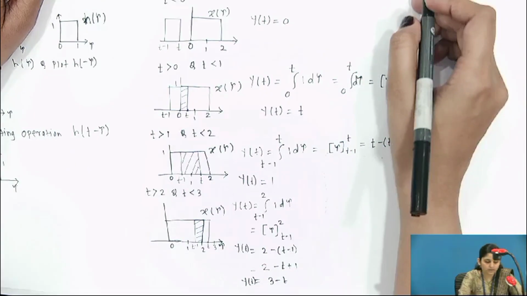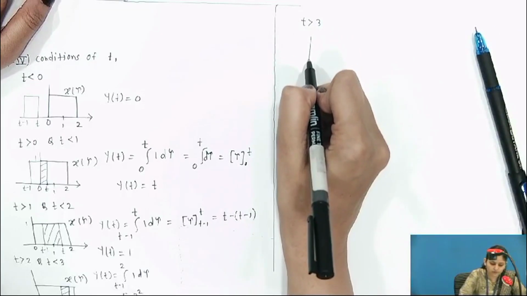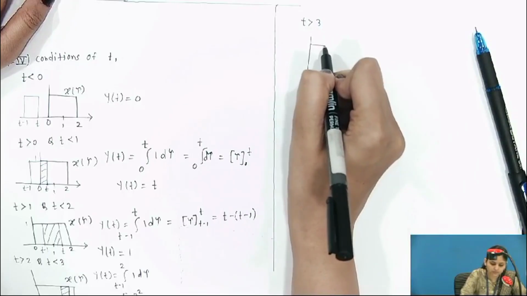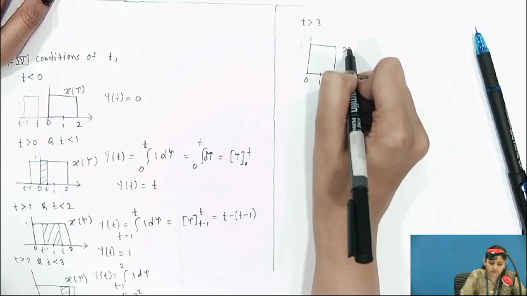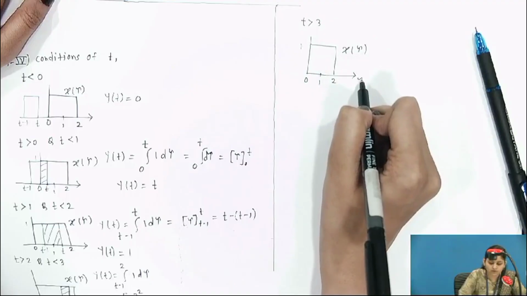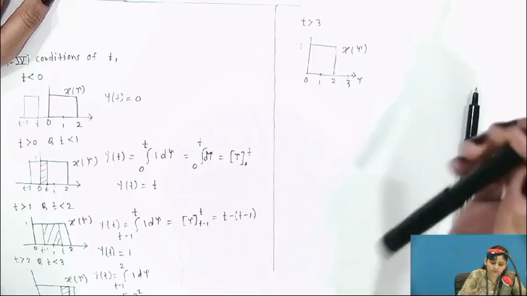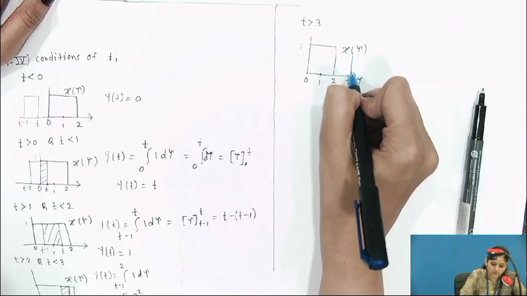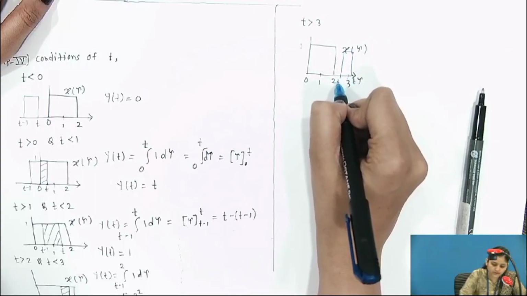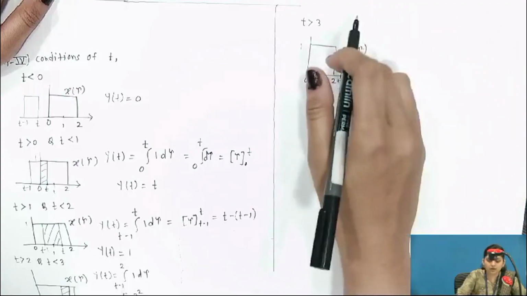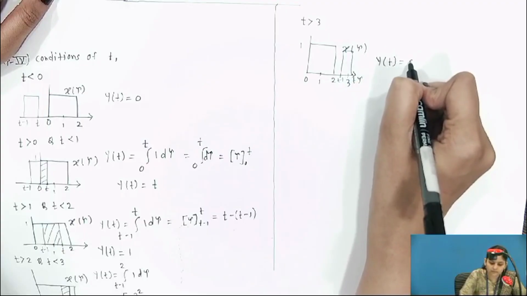Now we have to check a different case when t is greater than 3. Again we plot the graph of x of τ as it is, from 0 to 2 with the same amplitude 1. This is the graph of our x of τ along the τ axis. Now t is greater than 3, which means h of τ starts from here and goes up to this point, where it is t, and here it is t minus 1. Again we are not getting any overlapping region. So y of t is equal to 0 again.